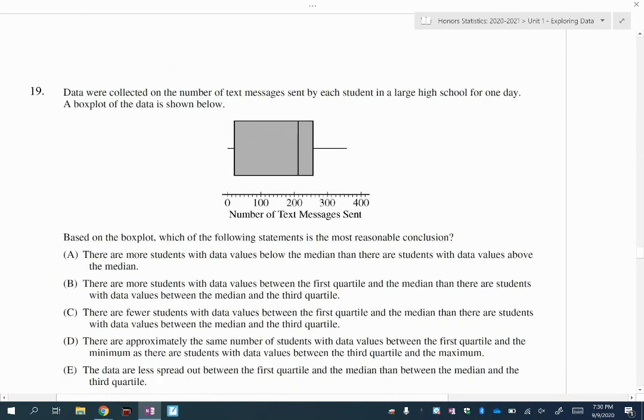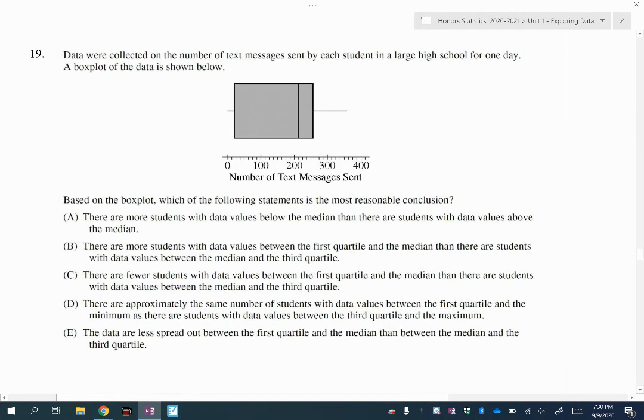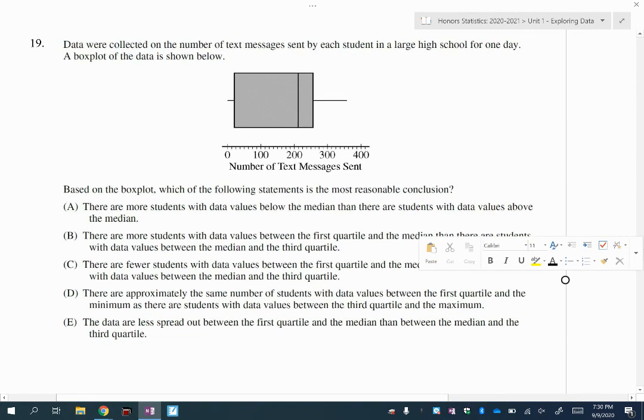Okay, almost there. A few more. Number 19, another box plot. Data were collected on the number of text messages sent by each student in a large high school for one day. Here's the box plot. Based on the box plot, which of these is the most reasonable conclusion?